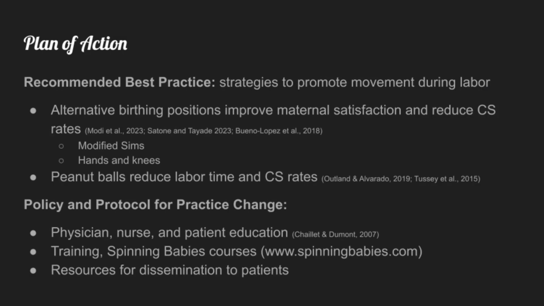And so from this, the recommended best practice is to promote strategies that promote movement during labor. And so again, we look at the alternative birthing positions that improve maternal satisfaction and reduce CS rates. Some of these positions include modified Sims positions and hands and knees positions. And then we also look at peanut balls to reduce labor time and CS rates, to help promote different labor positions and movement during labor.